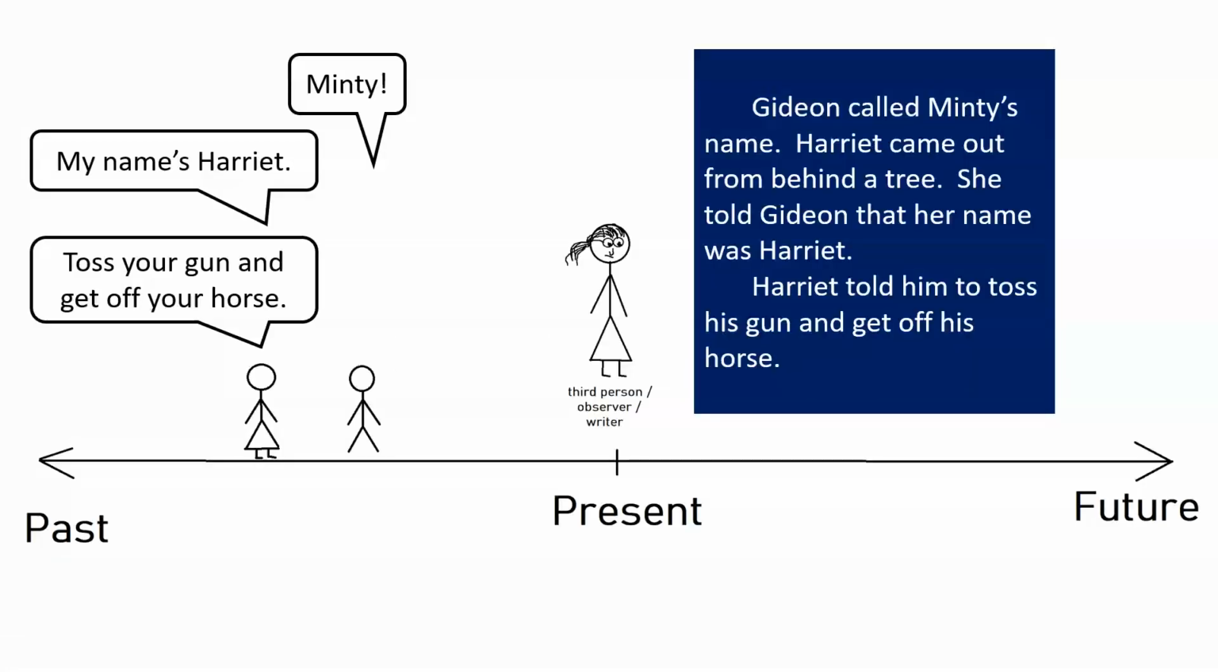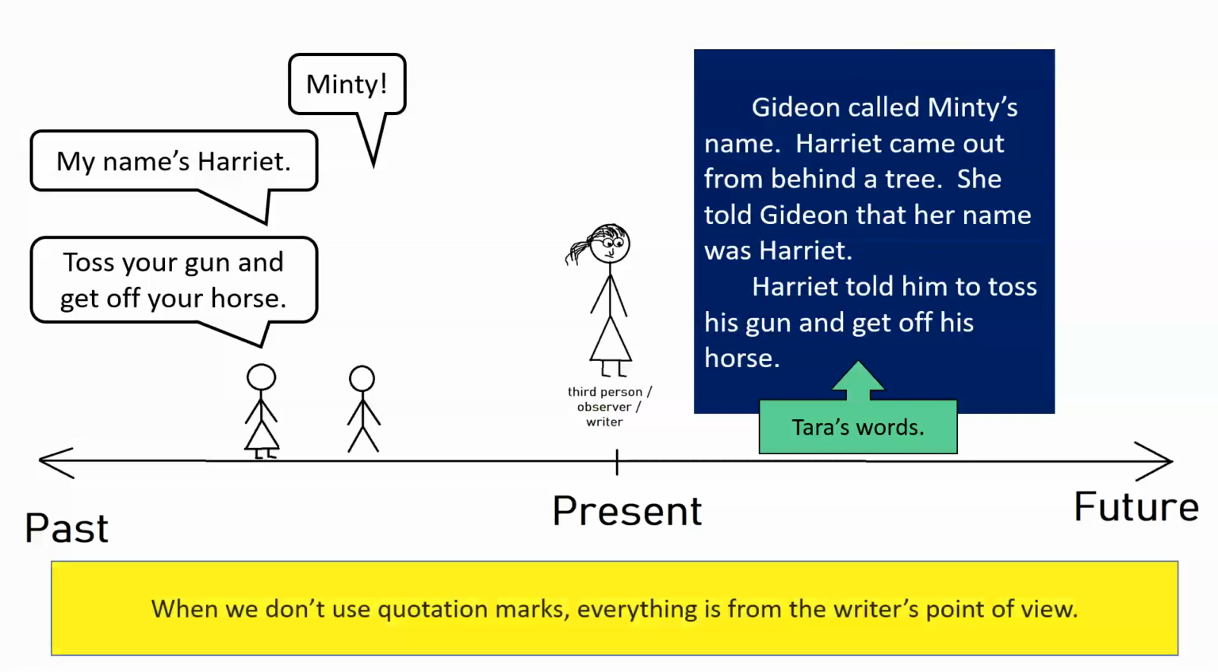So let's look at the same thing with reported speech. Gideon called Minty's name. Harriet came out from behind a tree. She told Gideon that her name was Harriet. Harriet told him to toss his gun and get off his horse. So when I write it this way, I'm not using any quotation marks, and I've changed the words so that I'm using my own words there. That's reported speech. When we don't use quotation marks, everything is from the writer's point of view.